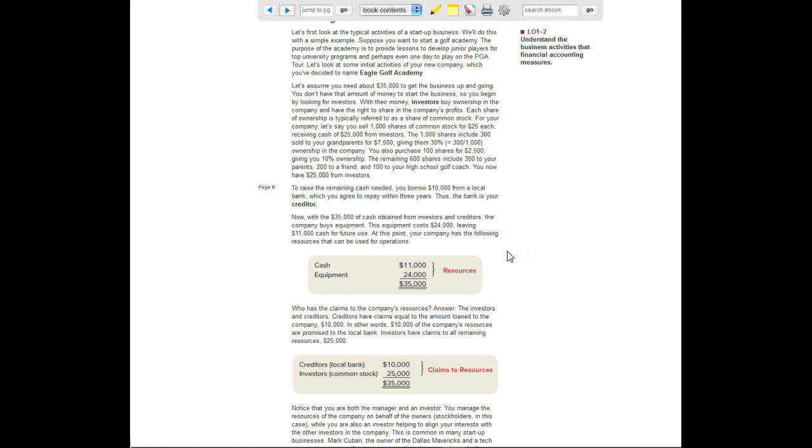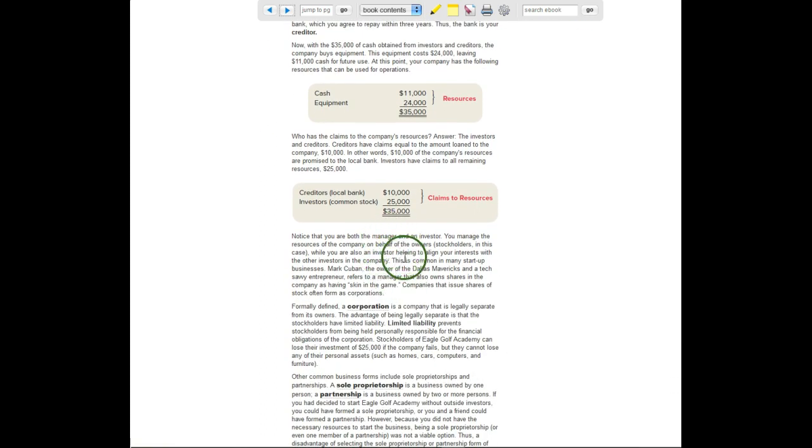Then you use some of the cash to buy some equipment. So what you're doing is taking one of your assets where you did have $35,000 in cash, and now you're using some of that cash to buy equipment. So after that purchase, you have equipment, $24,000 in the equipment account because that's the cost of your equipment, and now you only have $11,000 remaining in your cash account. So your cash balance went from $35,000 down to $11,000 when you purchased $24,000 of equipment.